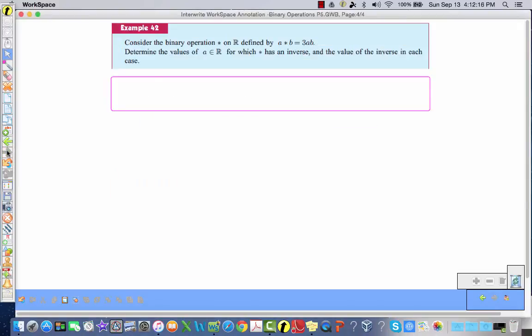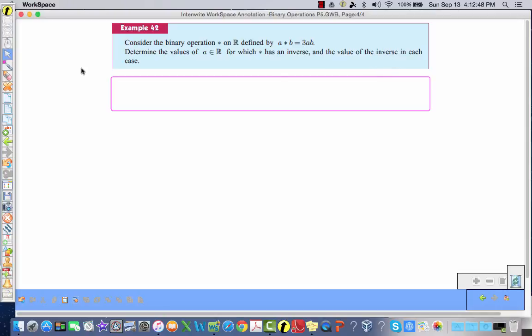Okay, so let's get to an example. Consider the binary operation star on the real numbers defined by A star B equals 3AB. This might be familiar. We did this, I believe, for the identity. Yeah, we did. This was one of the examples we did for the identity element. Determine the values of A, which are an element of the real number system, for which star has an inverse, and the value of the inverse in each case.